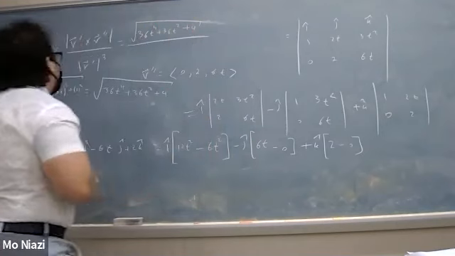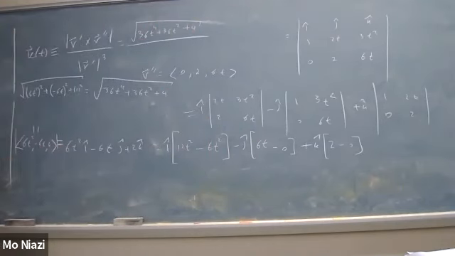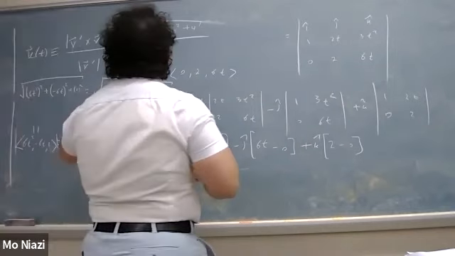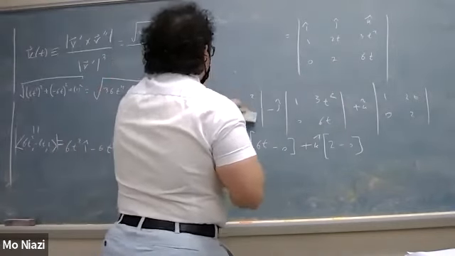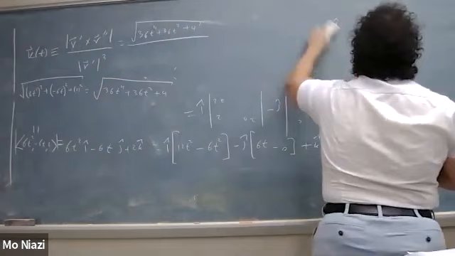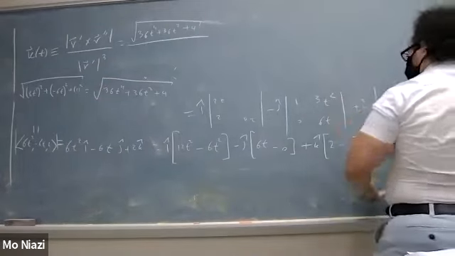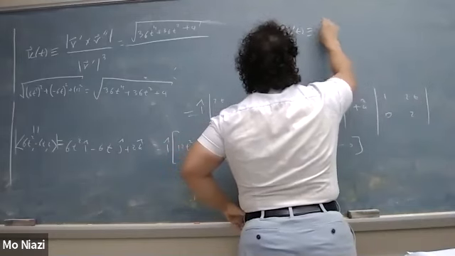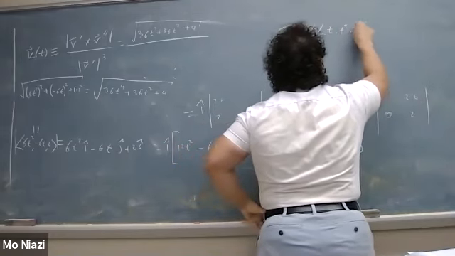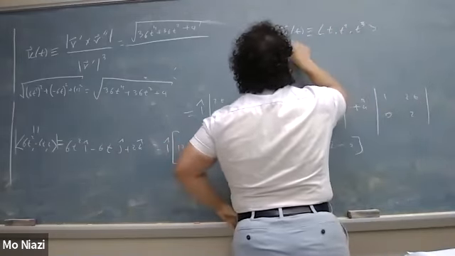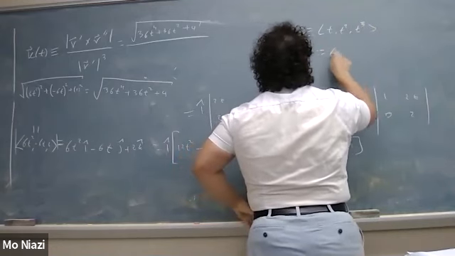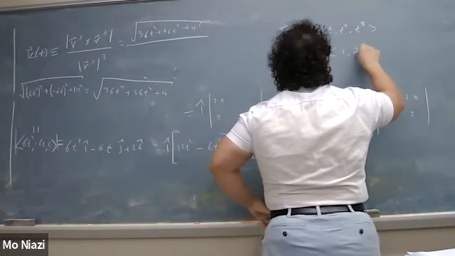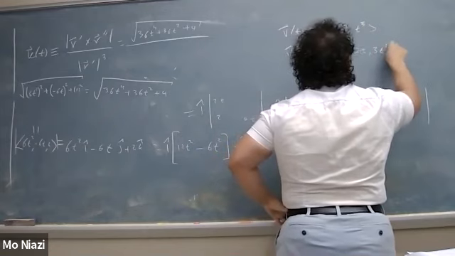Divided by this r prime cubed. I erased r prime, right? The one thing I needed, I erased. We can compute it real quickly again. Remember, r(t) was defined to be t, t squared, t cubed. So r prime of t is 1, 2t, 3t squared.